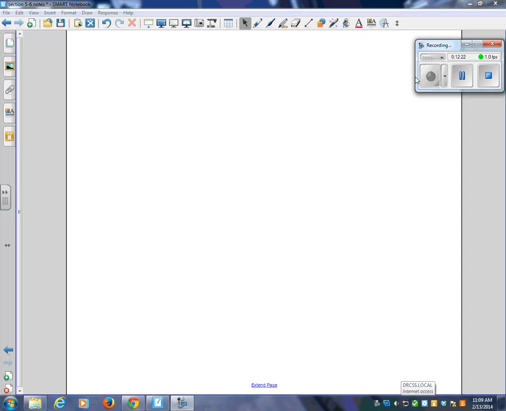Let's have a look at this one here. We're talking about beryllium and fluorine. Which one is the metal and which is the non-metal? Beryllium, Be, is the metal. It's over on the left. Fluorine is the non-metal. It's over on the right.